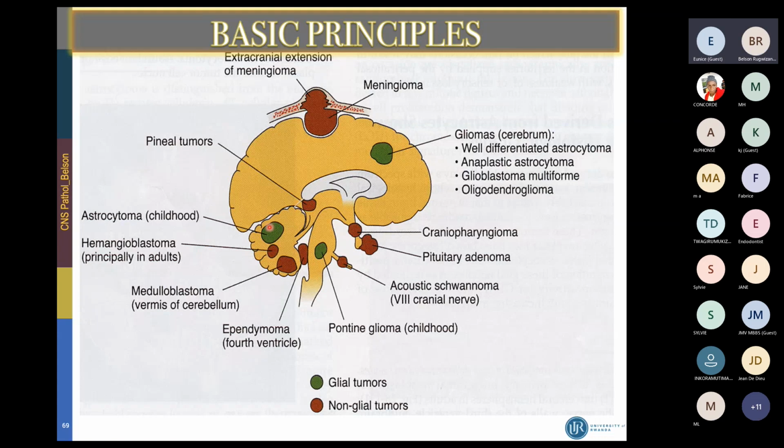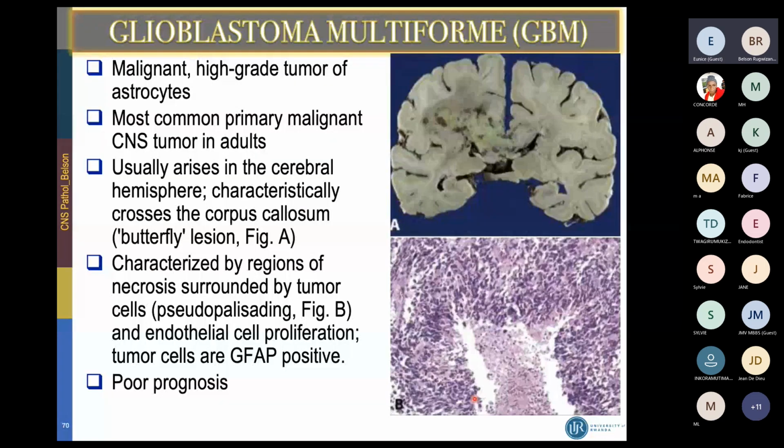It is the most common primary malignant cancer in the central nervous system in adults, usually in the cerebral hemisphere. Usually it crosses the corpus callosum, ikakora icyo bita butterfly lesion, so ikamera nk'akanyugunyugu kaya yafashe impande zombi. So characterized by lesions of necrosis surrounded by tumor cell pseudopalisading. So here on the histology you see a necrosis here, and around it you have palisading. So there will be a proliferation of endothelial cells. So abamo vessel nyinshi cyane, and the tumors are GFAP positive.